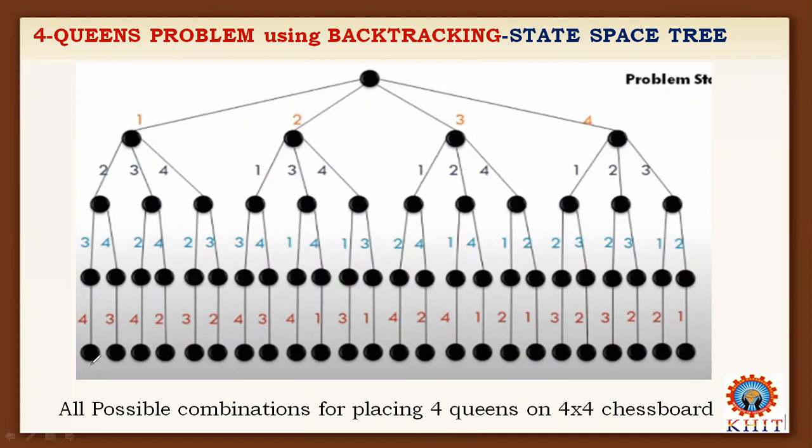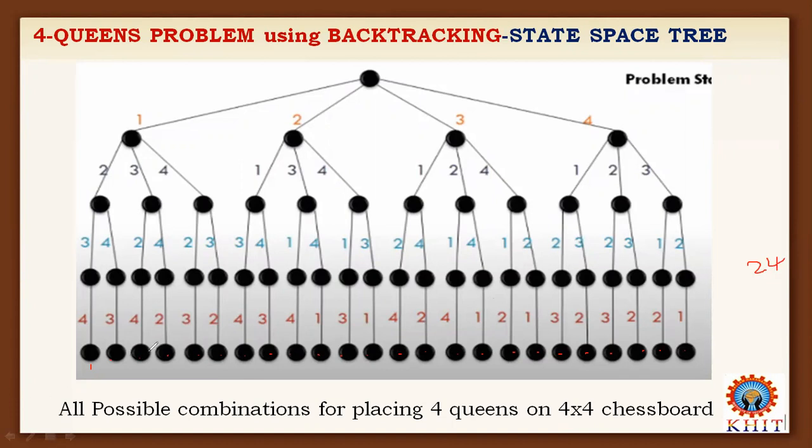So now let us see: 1, 2, 3, 4, 5, 6, 7, 8, 9, 10, 11, 12, 13, 14, 15, 16, 17, 18, 19, 20, 21, 22, 23, 24. So there are 24 ways you can place all 4 queens in a 4 by 4 chessboard.